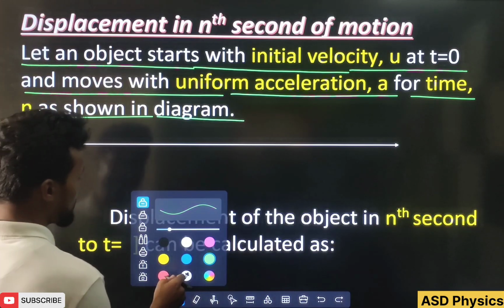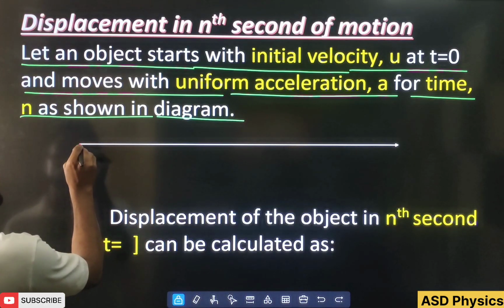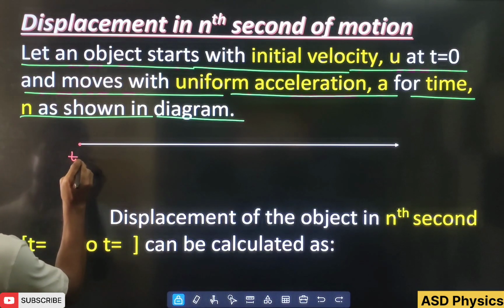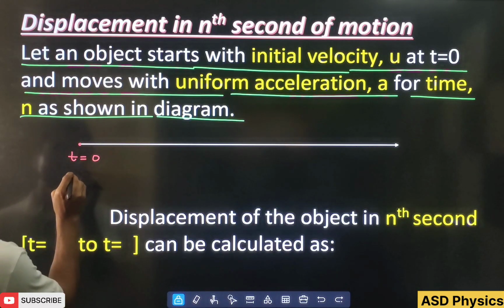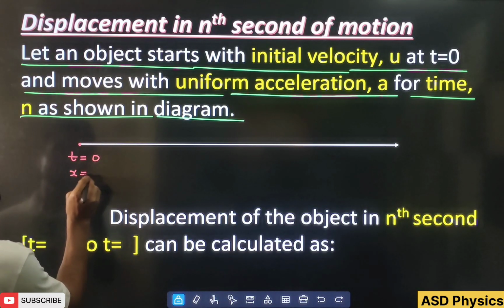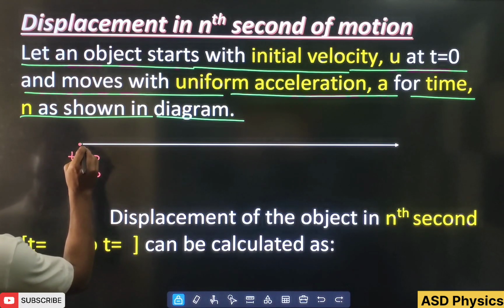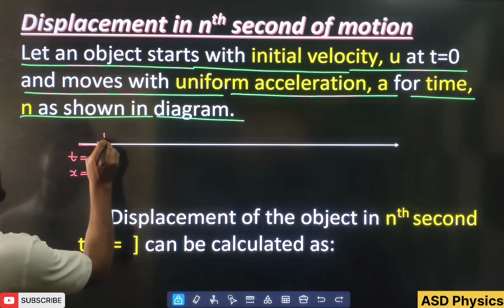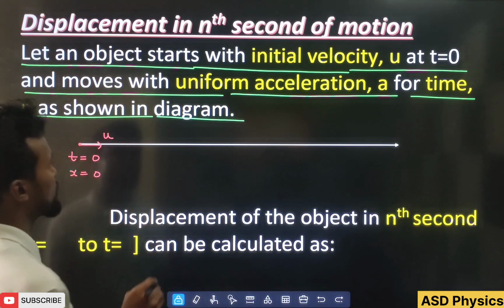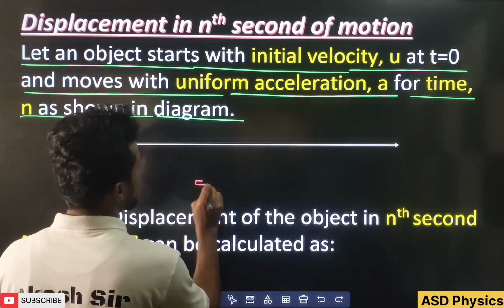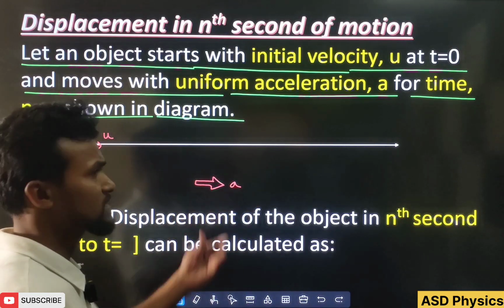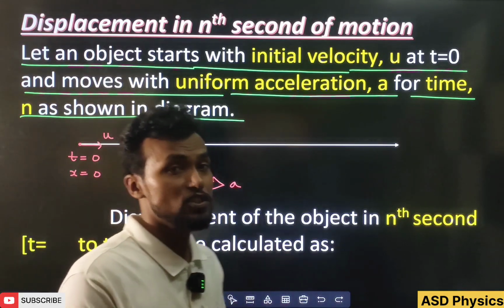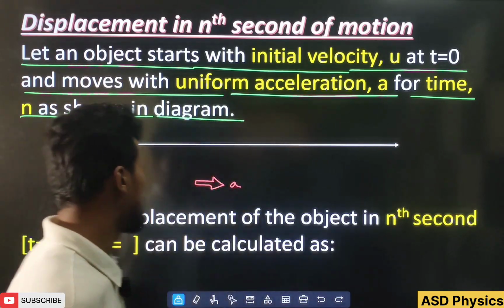Okay, so what is happening here? Let's take this as the initial point, t equal to 0, and let's take x equal to 0. From here the object is going to start with initial velocity u. During the complete motion the acceleration is a, but the acceleration is uniform. That means equal change of velocity in equal intervals of time.